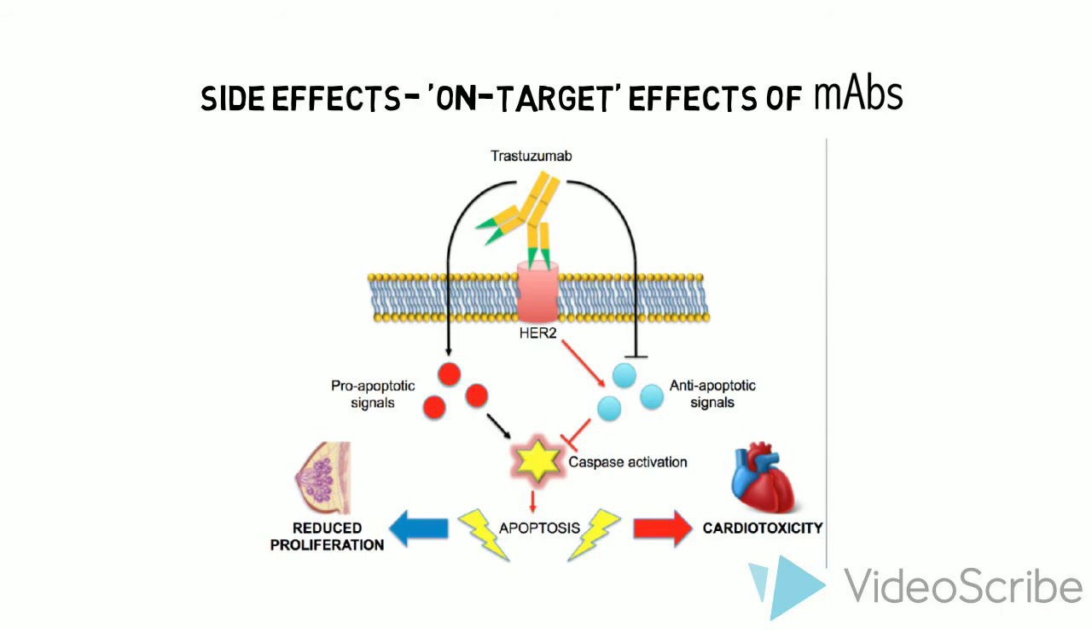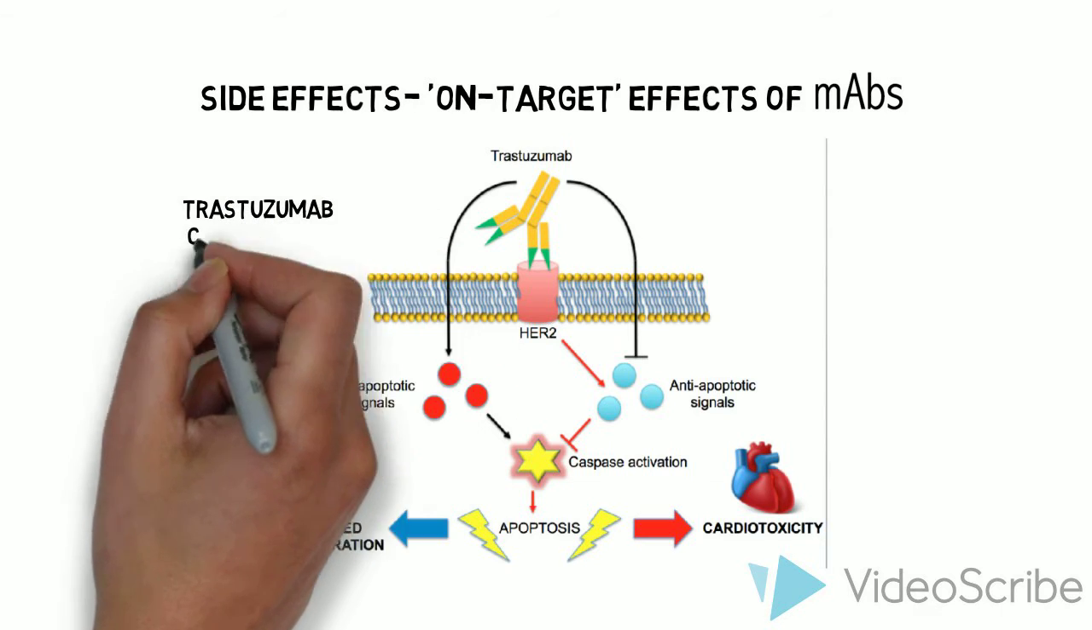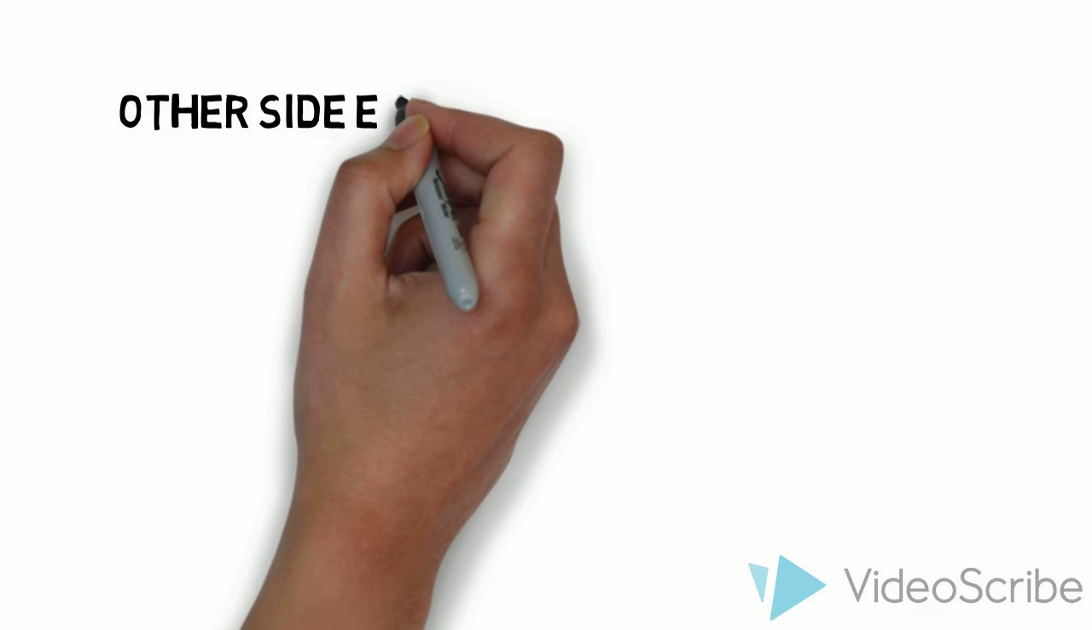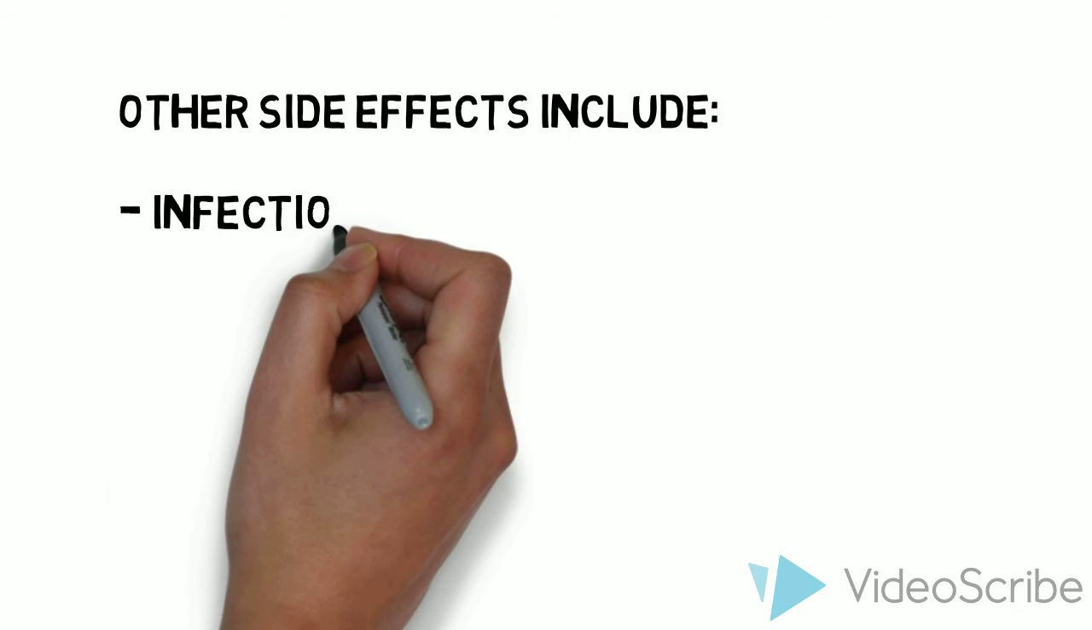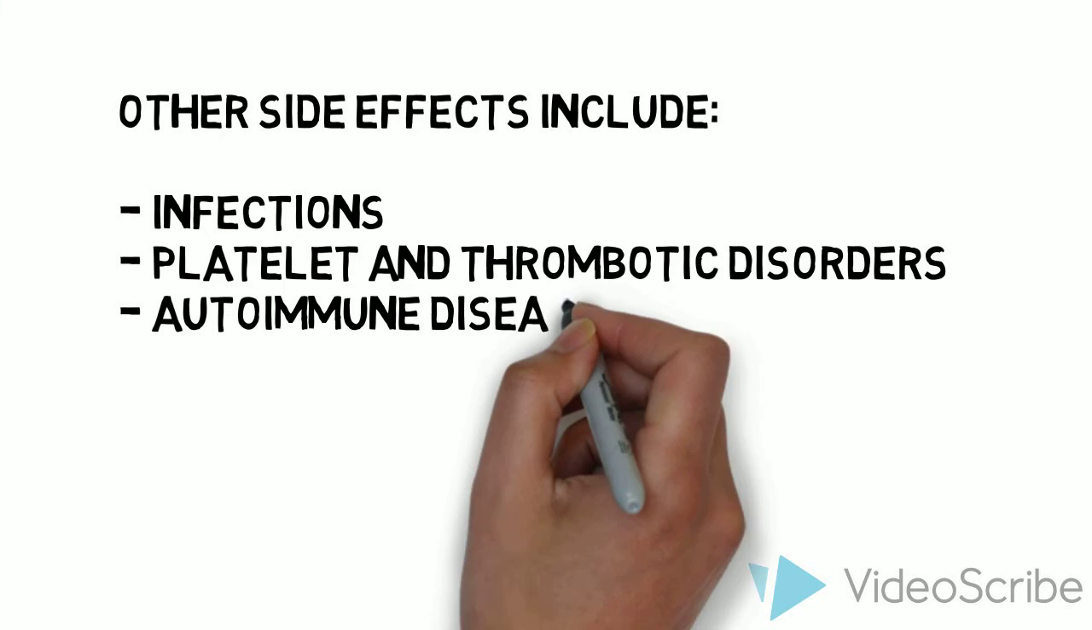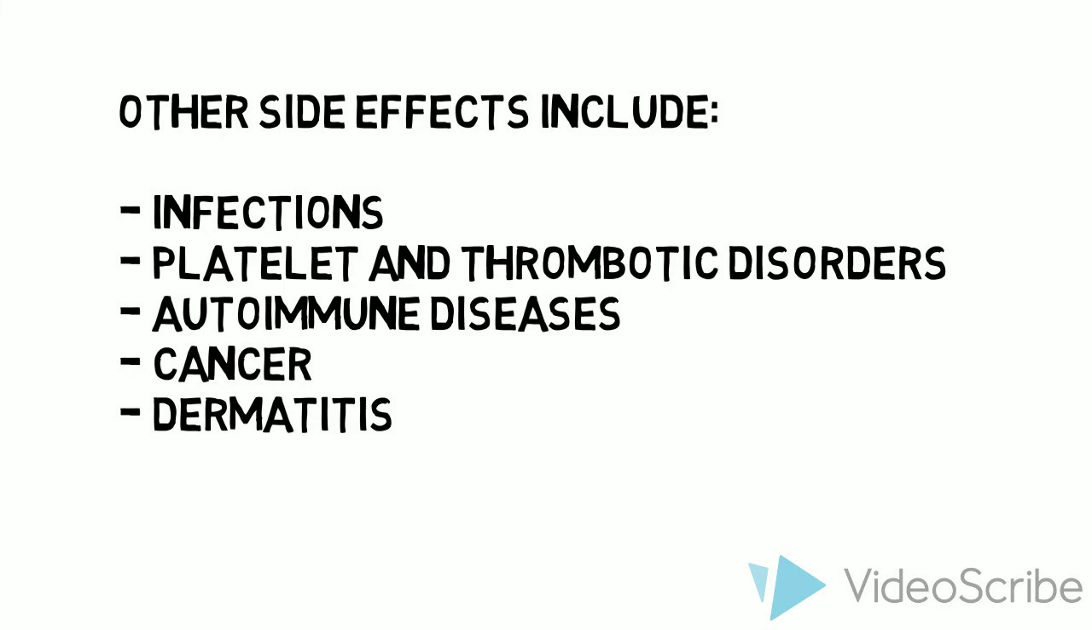However, the presence of HER2 on cardiomyocytes results in the destruction of cardiac muscle cells, impairing contractility and ventricular function. Fortunately, this is rare. Other side effects include infections, platelet and thrombotic disorders, autoimmune diseases, cancer, and dermatitis.